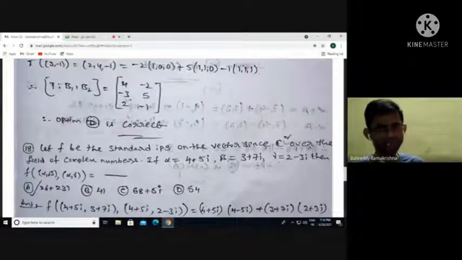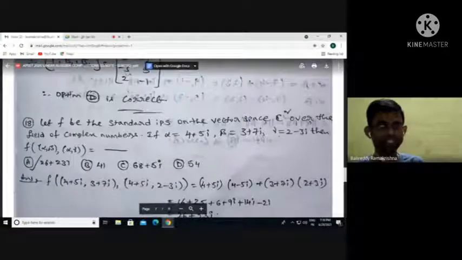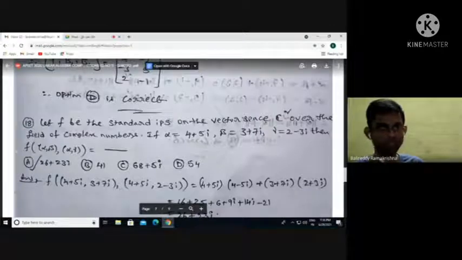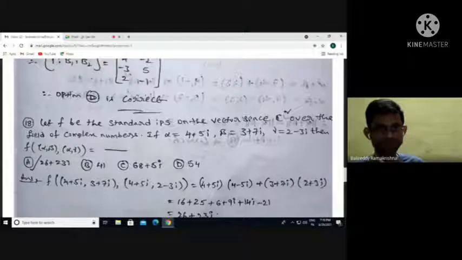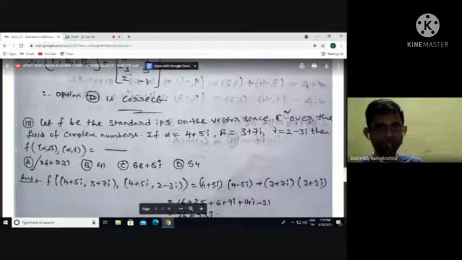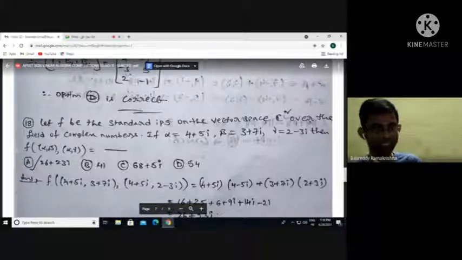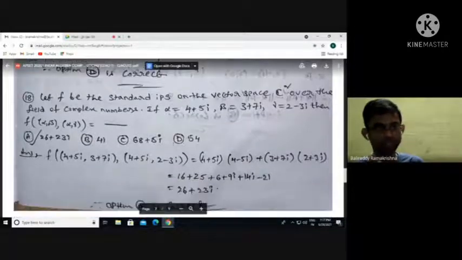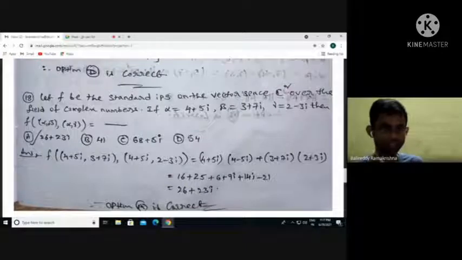This is from inner product space. Let f be a standard inner product space on the vector space C square over the field of complex numbers. If alpha is equal to 4 plus 5i, beta is equal to 3 plus 7i, and gamma is equal to 2 minus 3i, then f of (alpha, beta) into (alpha, gamma), meaning inner product of alpha beta and alpha gamma, is equal to dash. So we have to choose the correct option from these 4. This is a usual simplification.